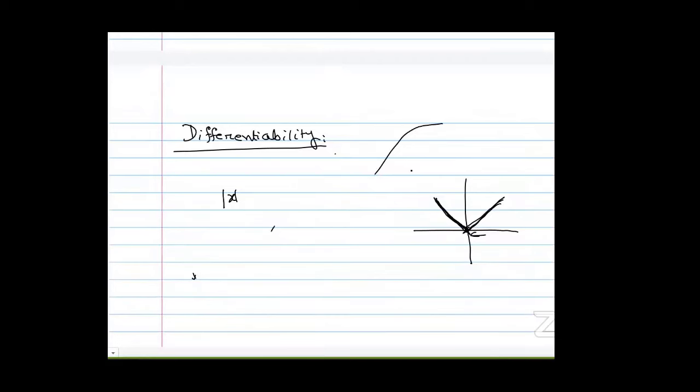Sir, you just said that at x equal to 0, the slope of both sides is changing, so it is not differentiable at x equal to 0. Exactly. So can we say that in case of a sharp turn, it is basically a point and we cannot differentiate a point, so it is not differentiable? We are not differentiating any point. We are checking whether the function is differentiable at that point or not.